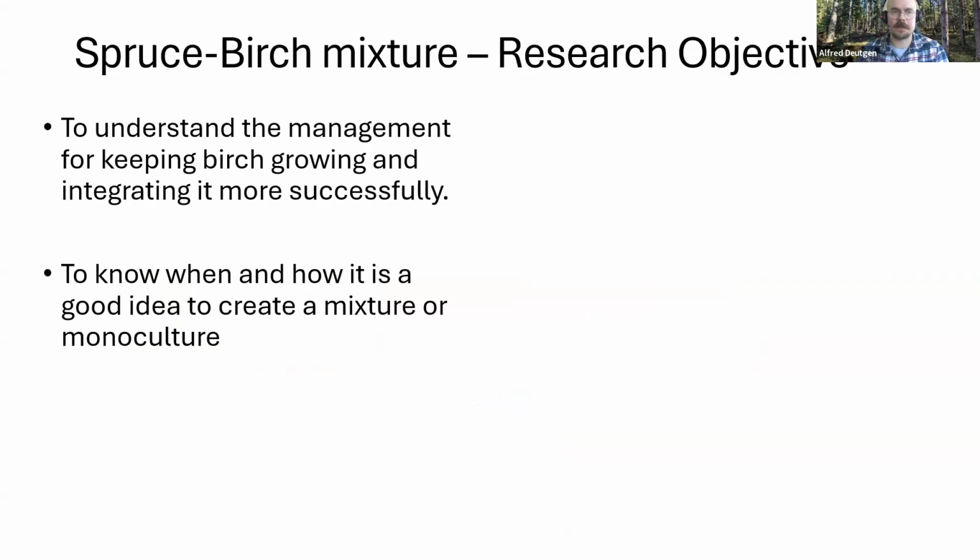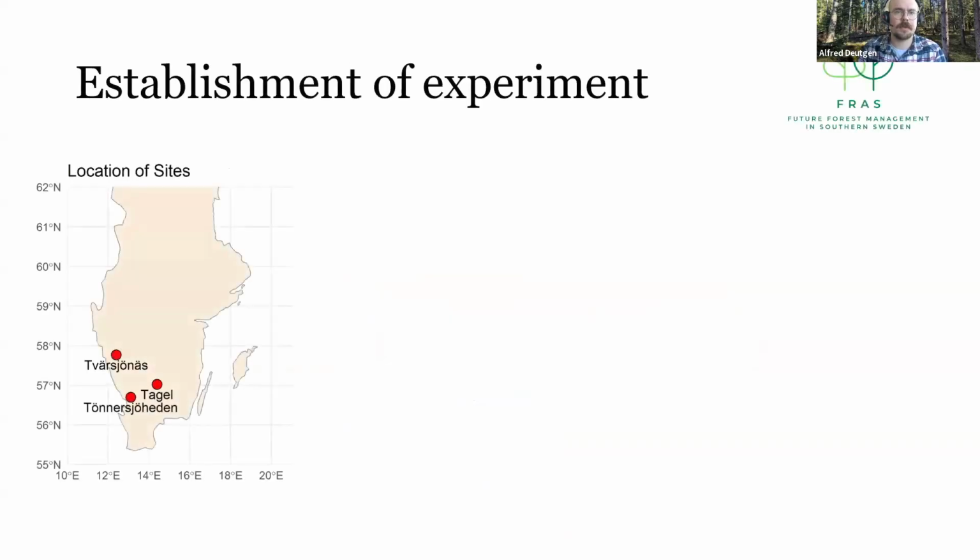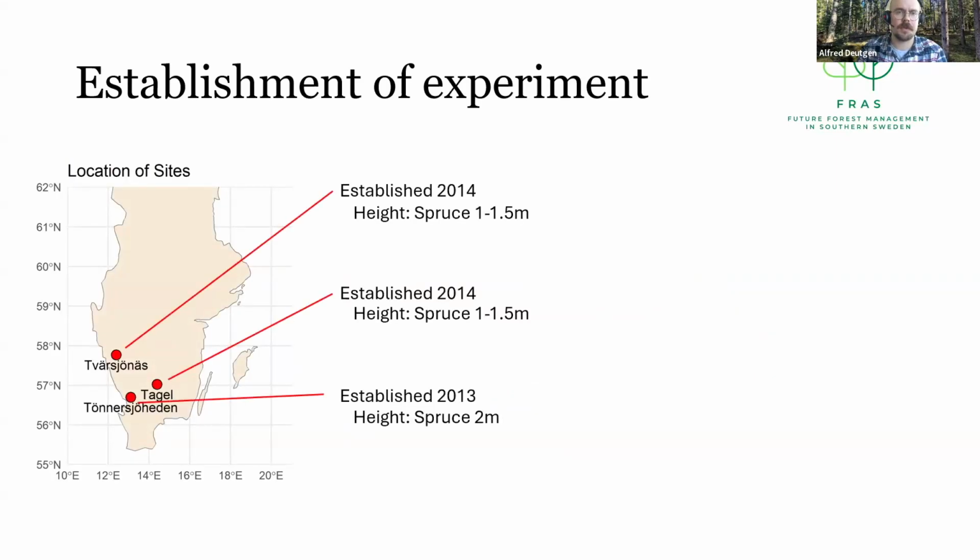So for my study with the spruce-birch mixture, the research objective is to understand the management for keeping birch growing and integrating it more successfully in a mixed stand, and to know when and how it is a good idea to create a mixture or monoculture. Also looking at how the birch affects the spruce in different ways. So the experiment I will present has 3 sites in southern Sweden where the spruce is between 1 to 2 meters with the latest improved material.